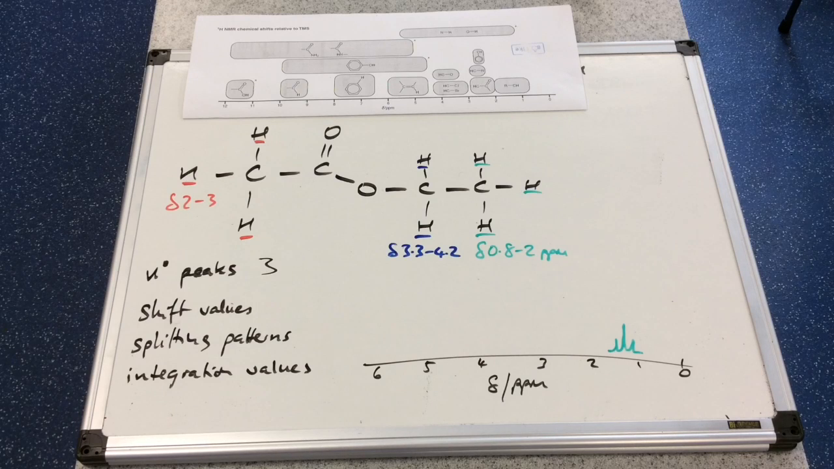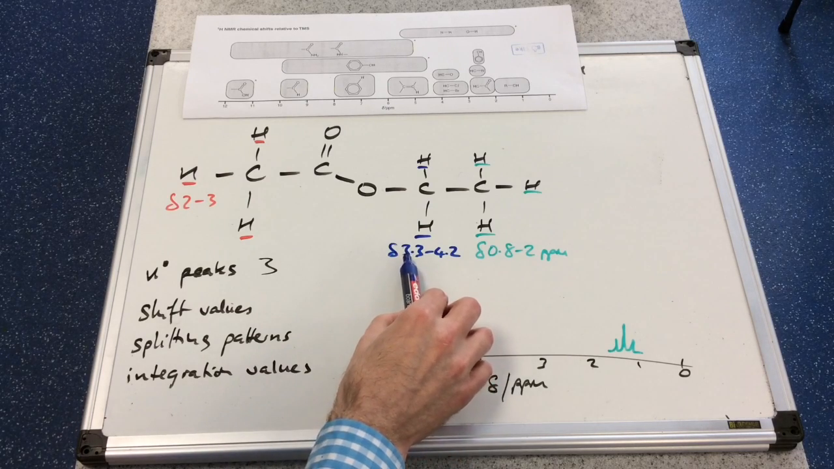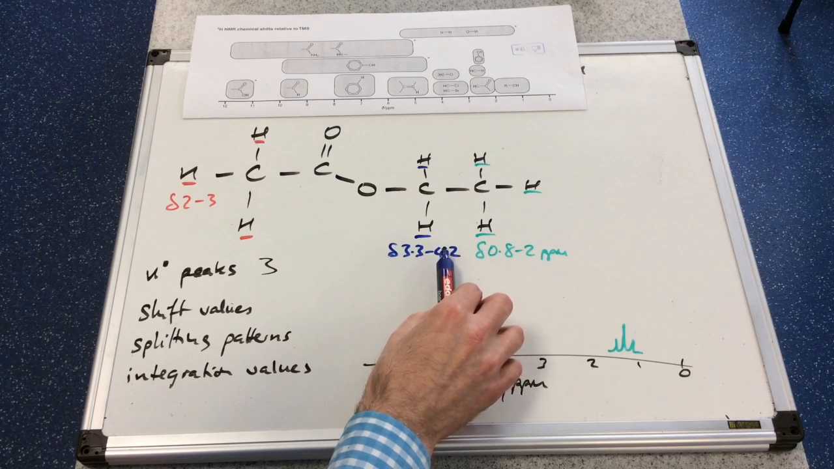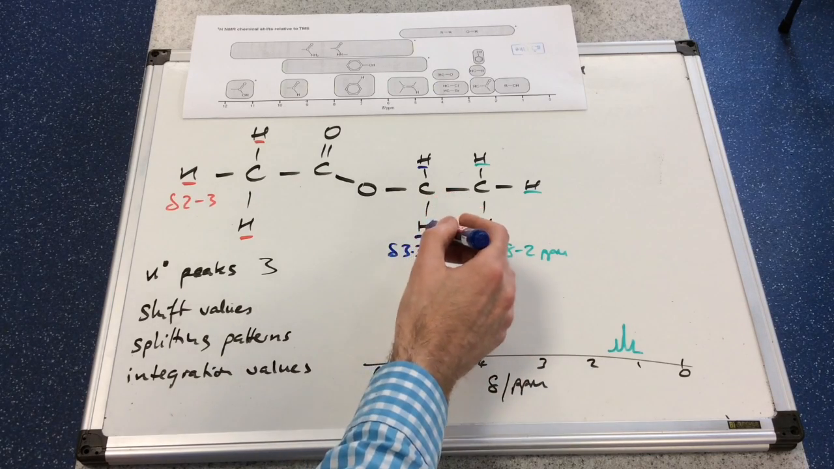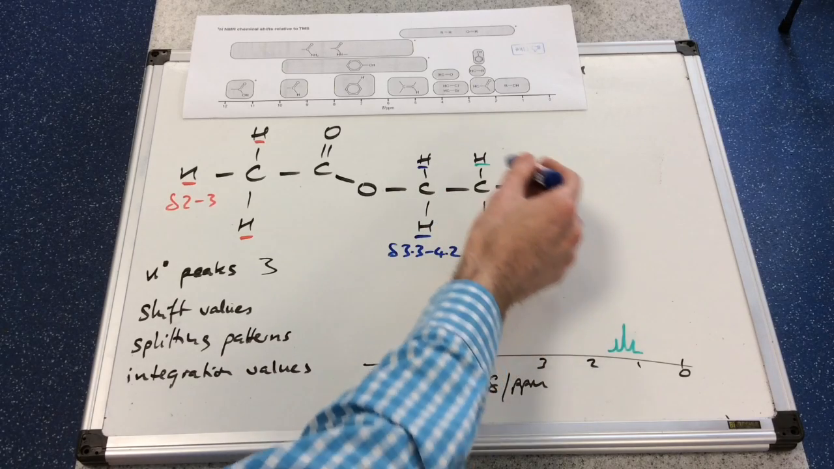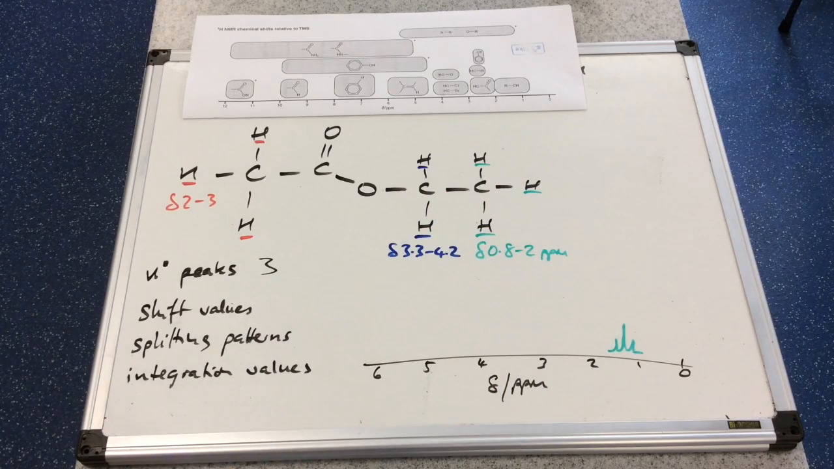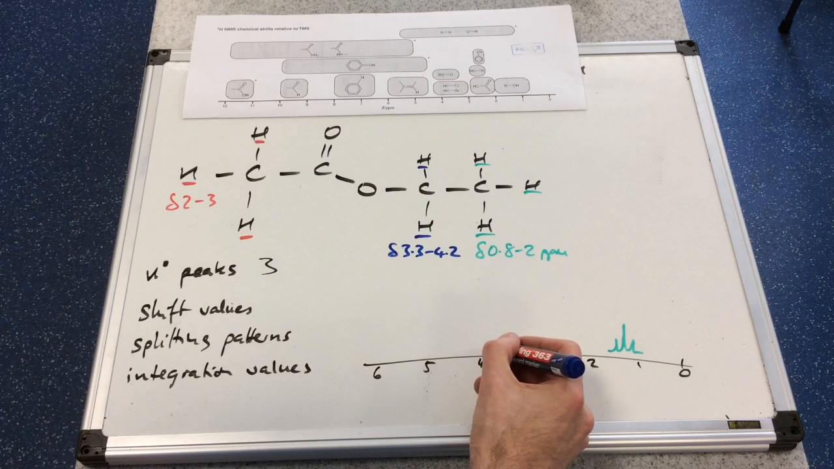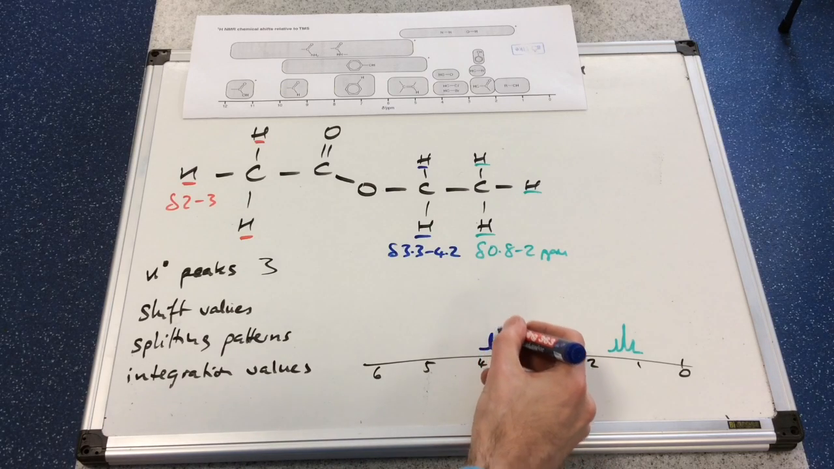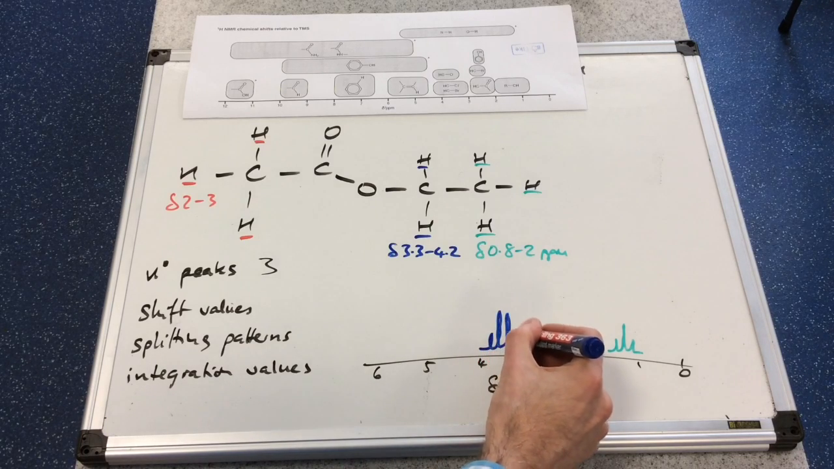If we move to the blue proton environment, so we're between 3.3 and 4.2, and so we would see, well, what's adjacent? CH3, 3 + 1 is 4, so we're going to see something, let's go here, quartet, 1, 2, 3, 4.